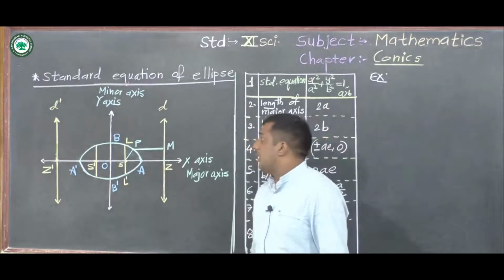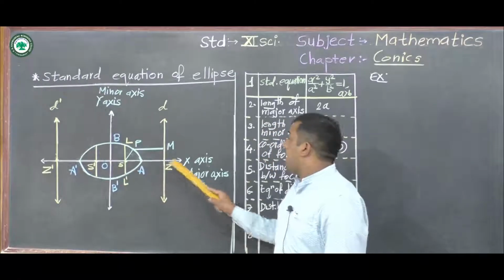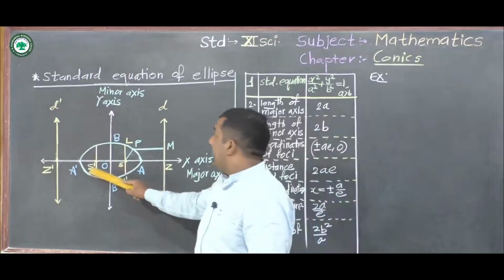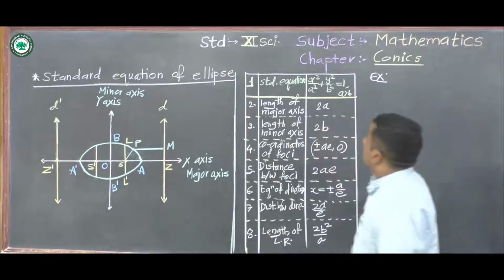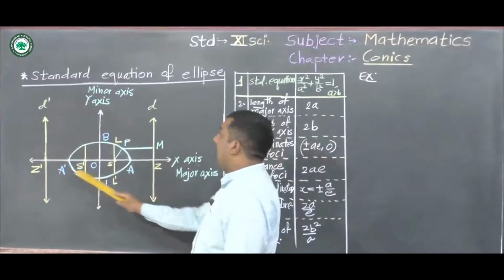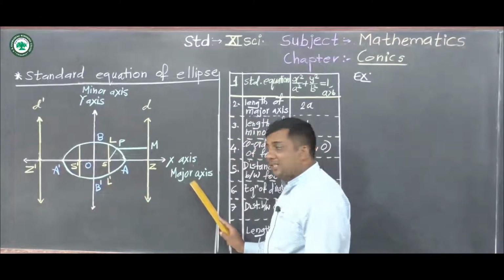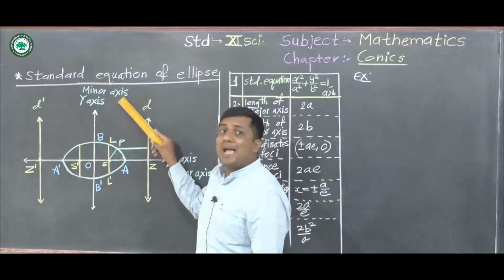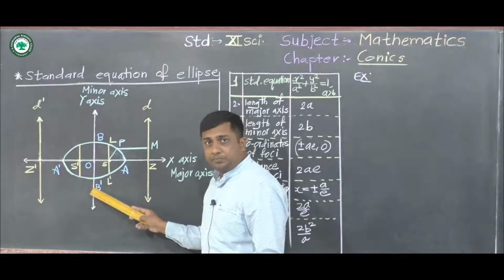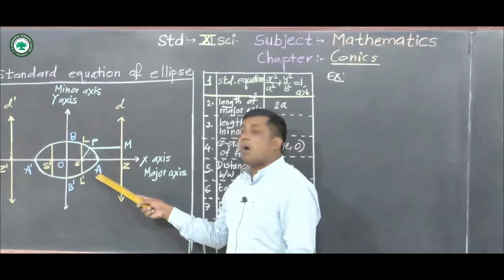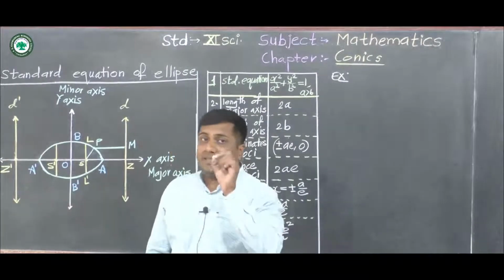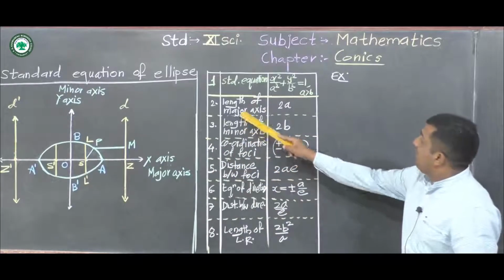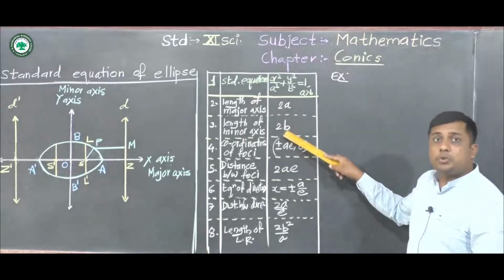For the latus rectum we consider the chord which is perpendicular to the major axis and passing through the focus. Here we have two foci, S and S dash. The length of the major axis, that is the length between A and A dash, is twice a, where the x-axis is the major axis. The y-axis is called the minor axis, and the length of B and B dash is 2b. Note the coordinates: A is (a,0), A dash is (minus a,0), B is (0,b), and B dash is (0,minus b). So the length of the major axis is 2a and the length of the minor axis is 2b.